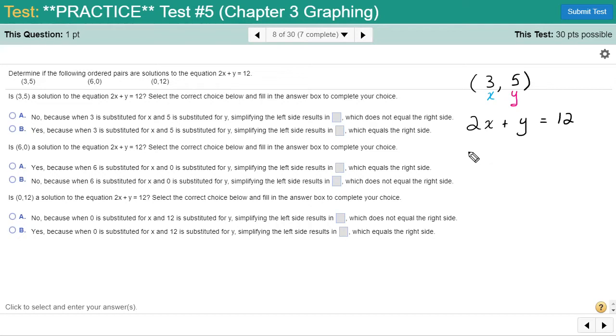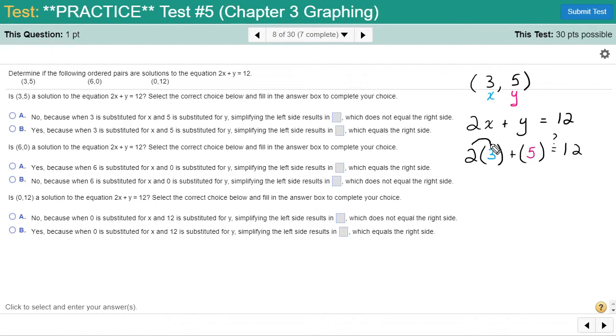We'll start with 2x, but we're not going to use the x variable. We're going to substitute the x from the given point, so 3, plus y, but again we're not going to use y. Instead we substitute the y value from the point, so 5, is equal to 12. What we want to know is, is this true? When we simplify, does the left-hand side equal 12?